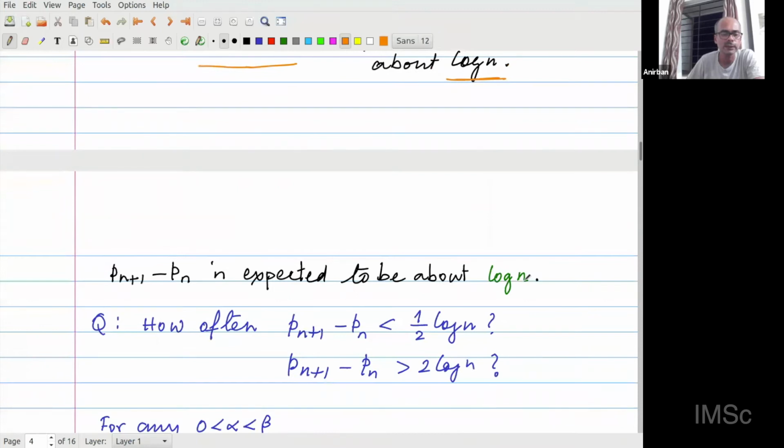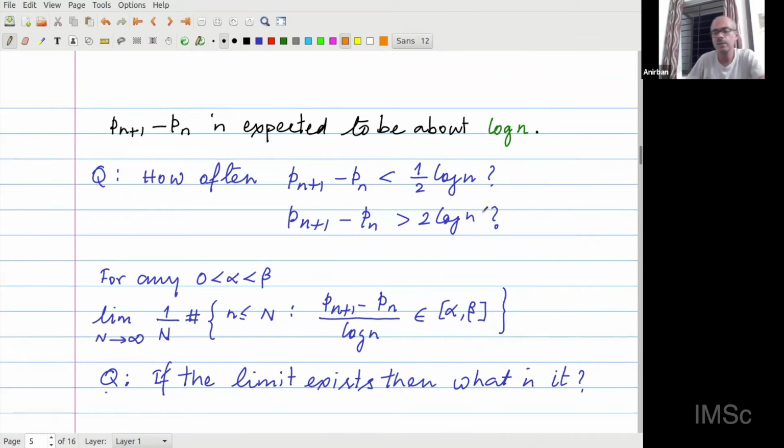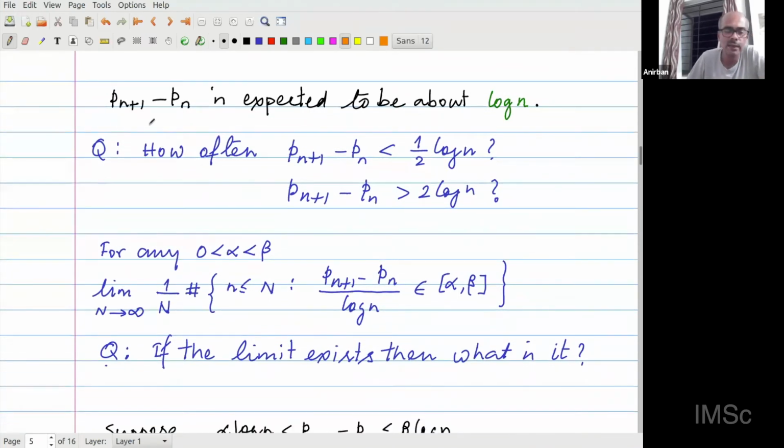So let me explain what I am saying. This is just recalling from the last page that the difference between the n plus 1th prime and the nth prime is expected to be about log n. Now we can ask a question: how often is the difference less than that, say half of log n, or twice log n, or even bigger than twice log n? So it's around log n, it can vary. How much and how often does it vary? Can we answer these questions?